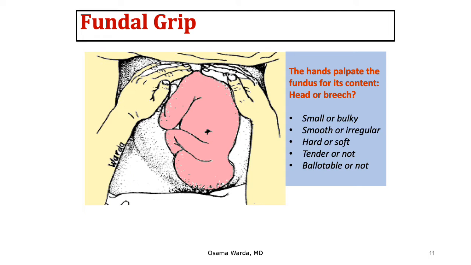So we can obtain some knowledge from this fundal grip. First, suppose the fetal part occupying the fundus is consistent with the head, for example. So the fetal lie of this fetus is longitudinal. The fetal presentation is breech presentation, because if the fundus contains the head, it is breech presentation. If the fundus contains the buttocks, it is cephalic presentation. Okay?